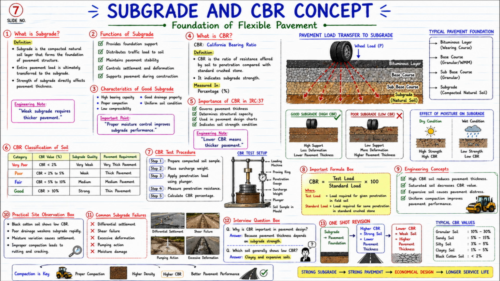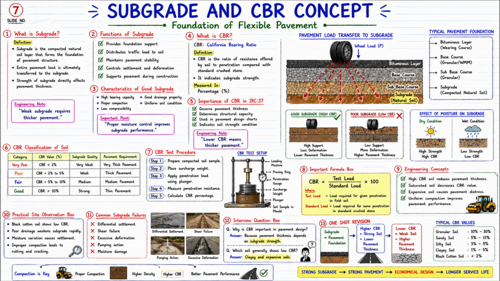Now look at the moisture effect diagram. Dry condition: high strength, high CBR. Wet condition: low strength, low CBR. And this is why water infiltration is very dangerous for pavement.